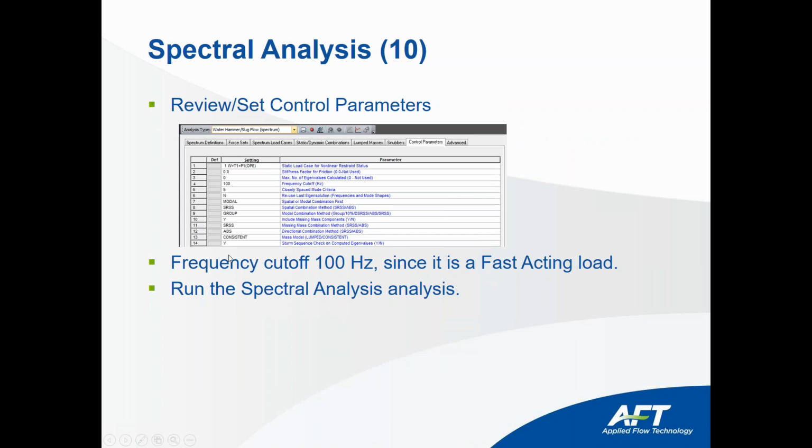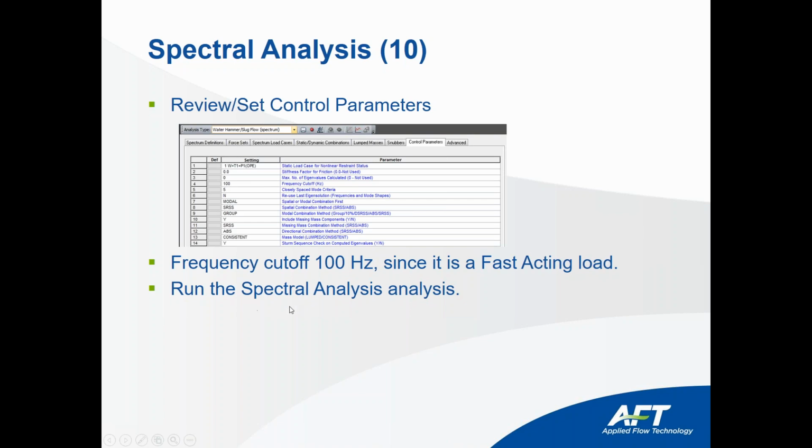So now the only change you have to do in the spectral analysis, besides direction, is also here when you get the control parameters. Since it's a fast acting load, it is convenient to put a high frequency cutoff, because a fast acting load affects many frequencies. So now it's good for you to change the frequency cutoff to 100. That is the only change you need to make in the control parameters.